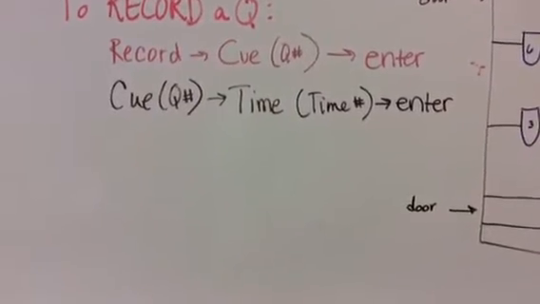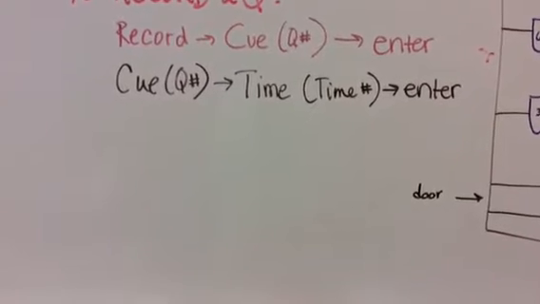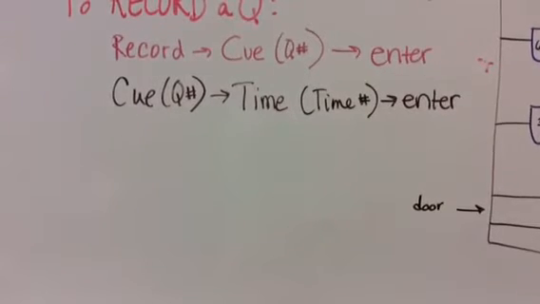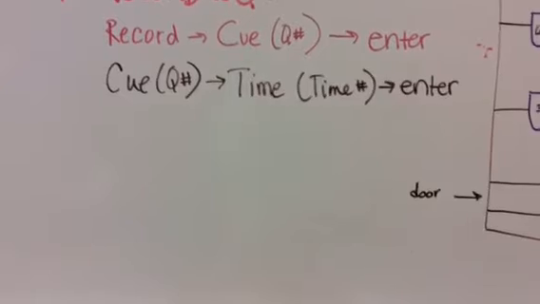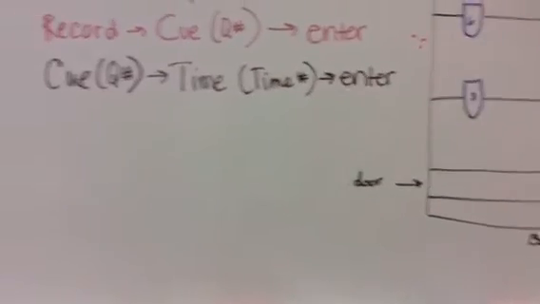Now say you want to add a certain time lapse to that. You may have to make sure you're in the right cue number. If it's the cue you just recorded, you will already be there. If it's a previous cue, you'll have to put in the cue number. Then you can press time, enter the amount of time, and you press enter.